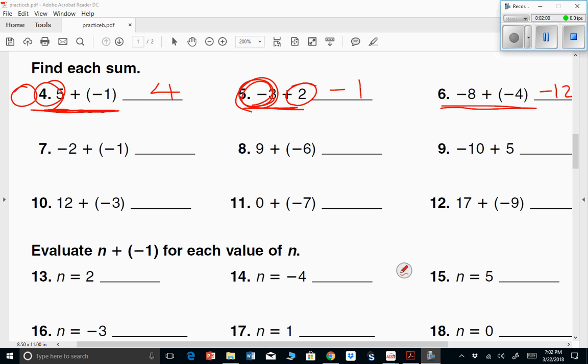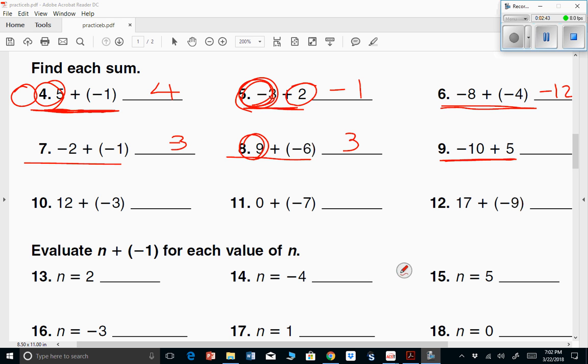Let's go back over here to number 7. -2 plus -1. You are adding two numbers whose signs are the same. So just add them up. 2 plus 1 is 3. And keep the sign that they share, negative. Number 8. We're adding two numbers whose signs are different. So you subtract, 9 minus 6 is 3, and keep the sign of the bigger absolute value. 9 is bigger, so that's positive, so our answer is positive.